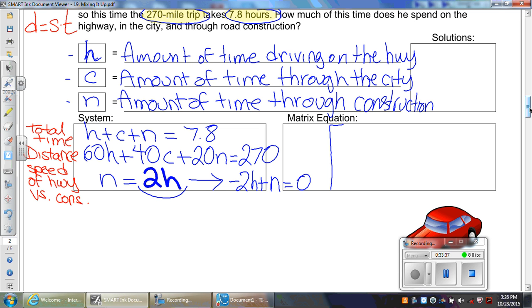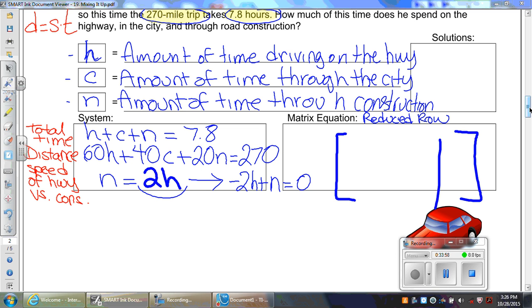So now we're going to solve the system by the Gauss-Jordan or reduced row echelon form. So what will be the coefficients of the first row? 1, 1, 1, 7.8. Okay, second row. 60, 40, 20, 270. What does that line represent? Equals. The equal sign, very nice.